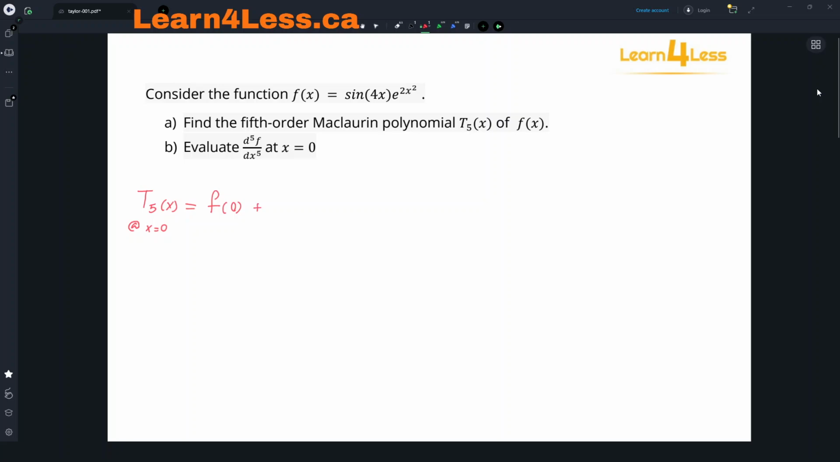It's f of 0 plus f prime of 0 x to the power of 1 plus f double prime of 0 over 2 factorial x squared plus f triple prime of 0 times x to the power of 3. The fourth derivative at 0 over 4 factorial x to the power of 4, and the fifth derivative at 0 over 5 factorial x to the power of 5.